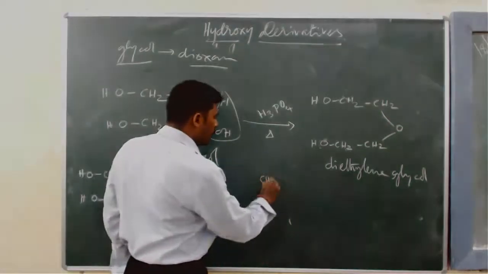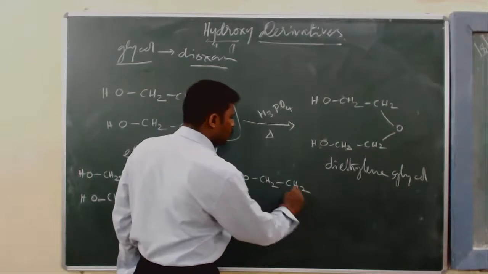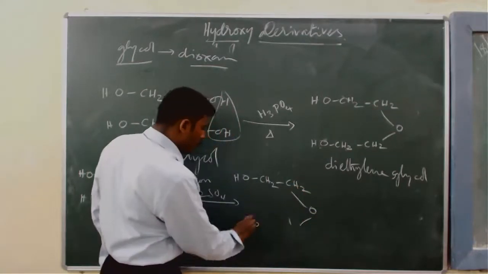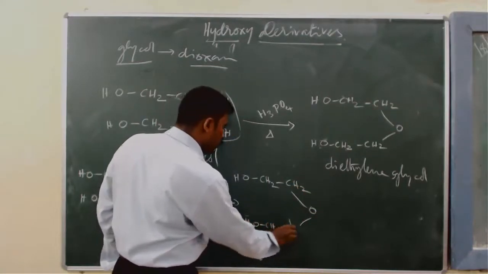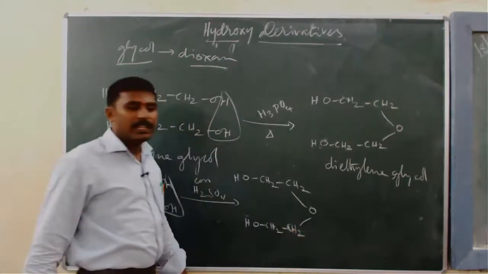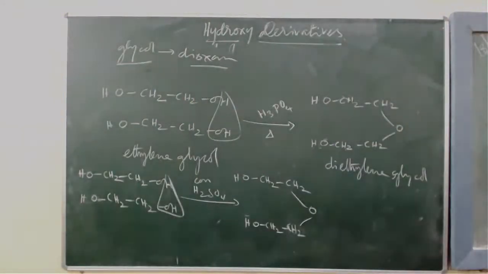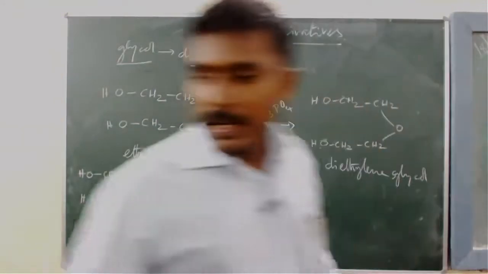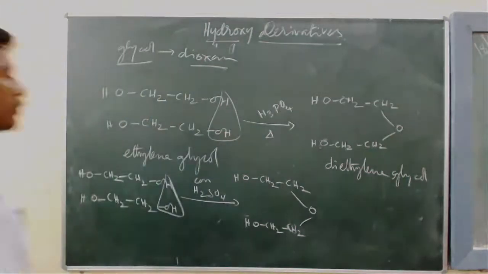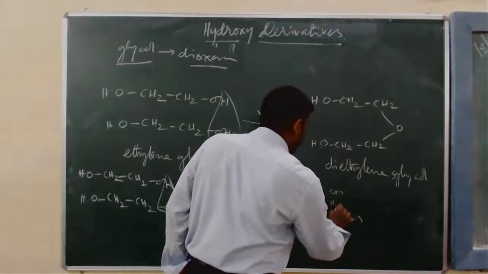Diethylene glycol means what's the formula? CH2OH bond CH2O, OH CH2 bond CH2. That is named as diethylene glycol. Now, diethylene glycol, again I am going to add concentrated sulfuric acid.